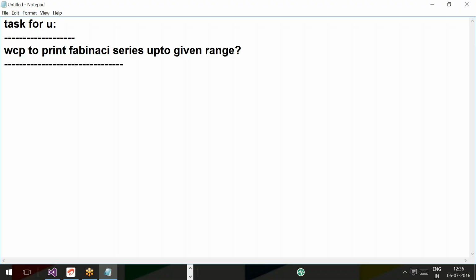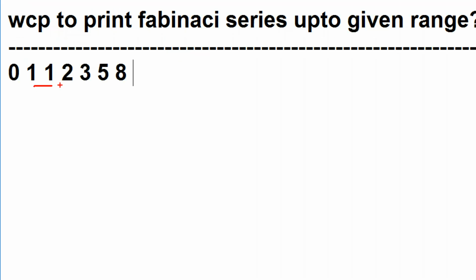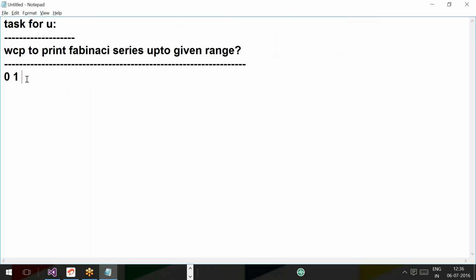See, Fibonacci series means this: 0, 1, 1, 2, 3, 5, 8. This is called Fibonacci series. 0, 1. 0 plus 1, 1. 1 plus 1, 2. 1 plus 2, 3. 2 plus 3, 5. 3 plus 5, 8. Like that. This is called Fibonacci series. Okay.